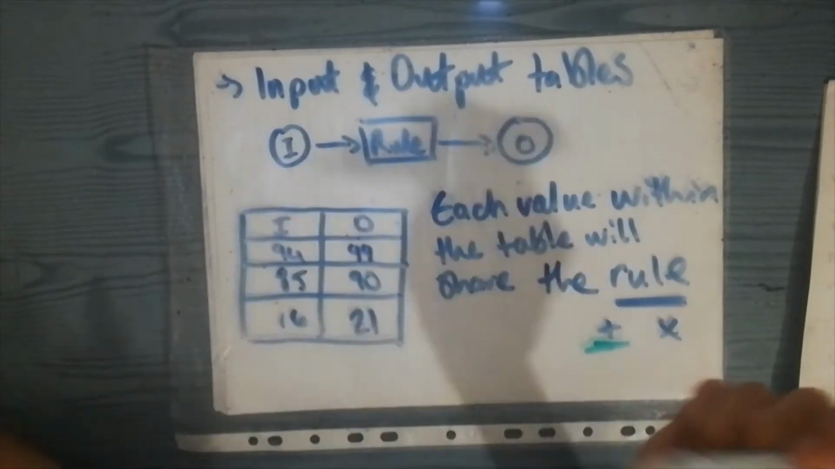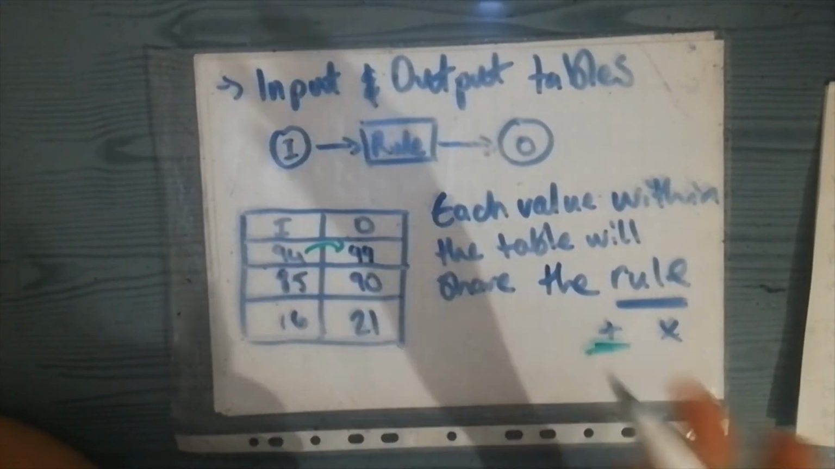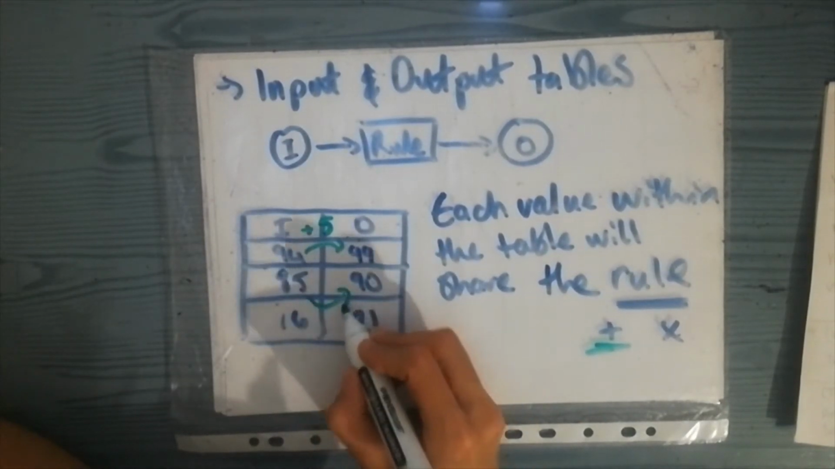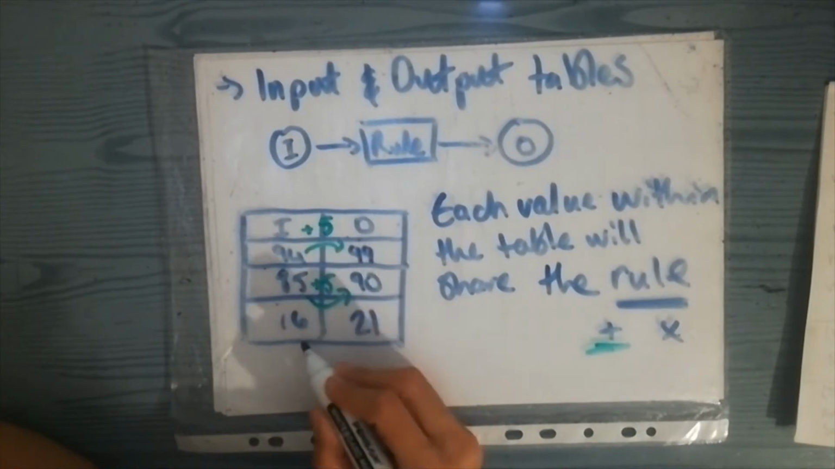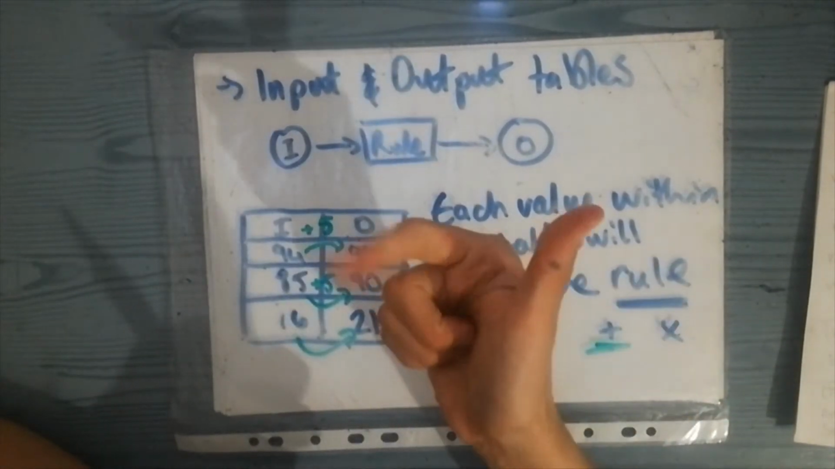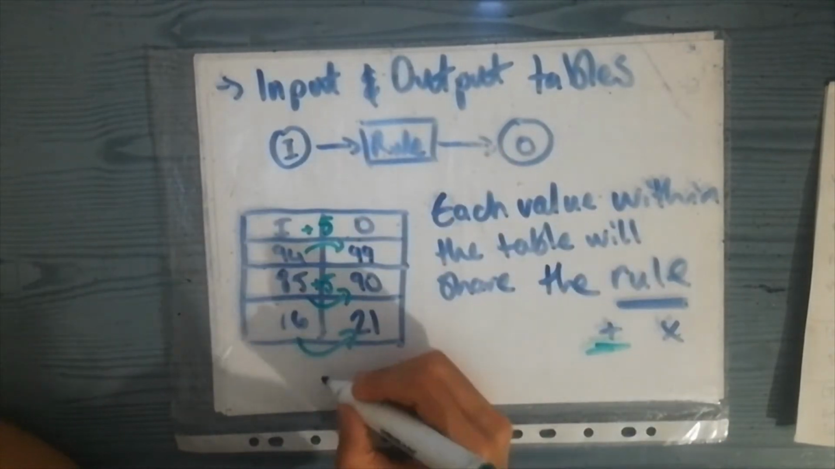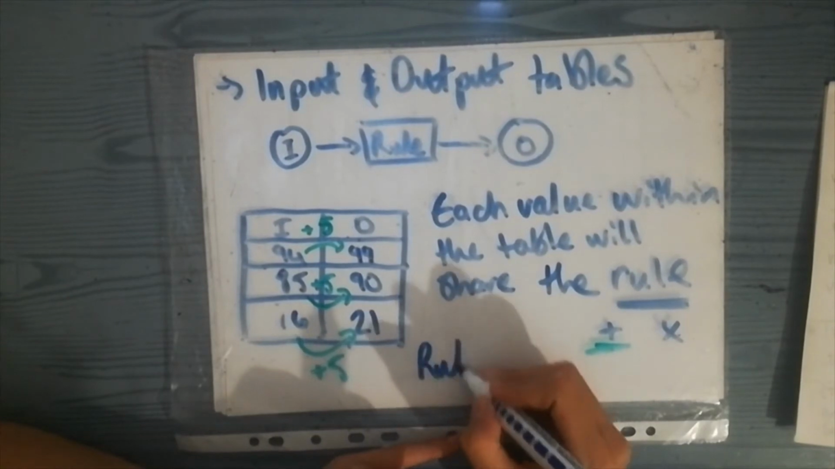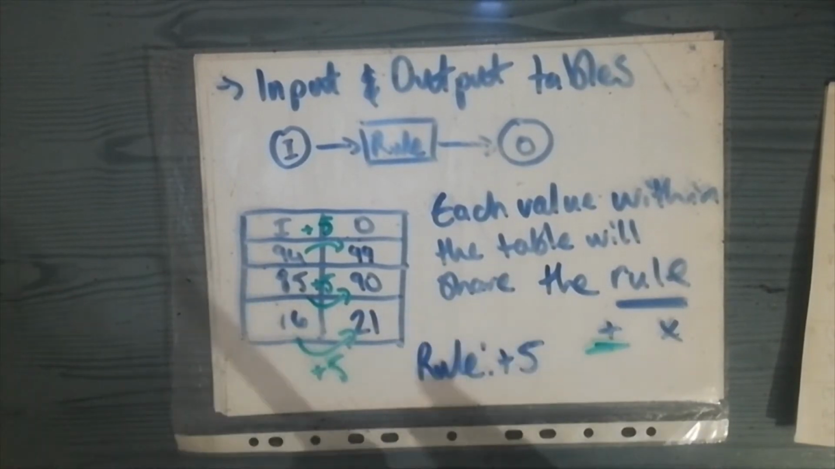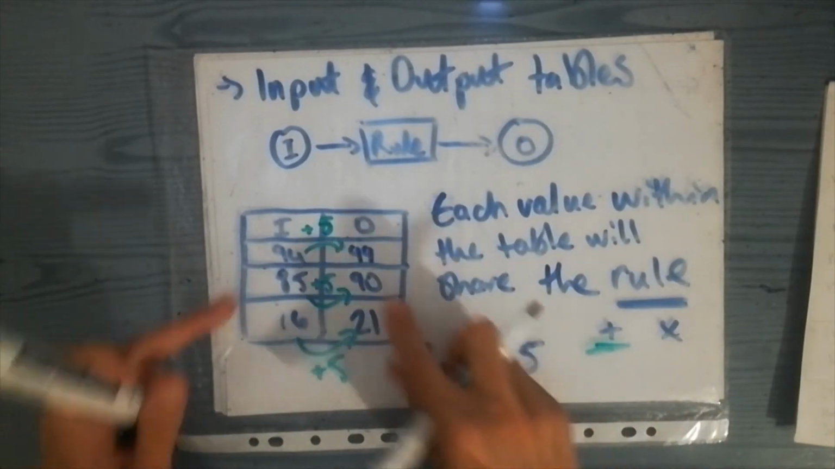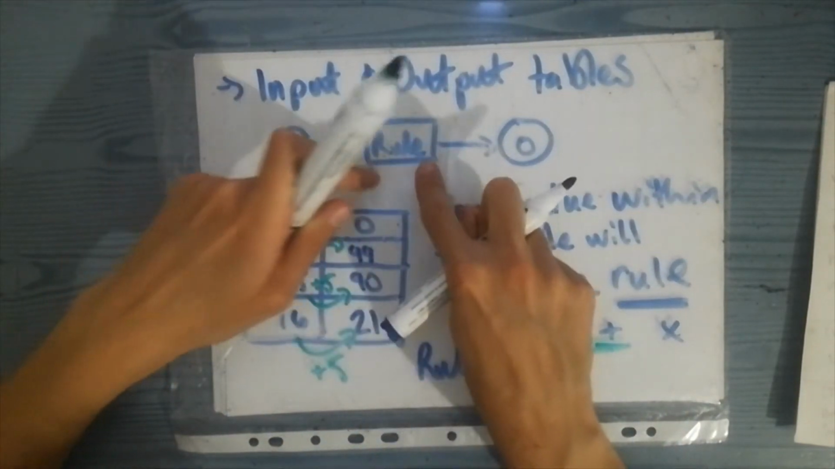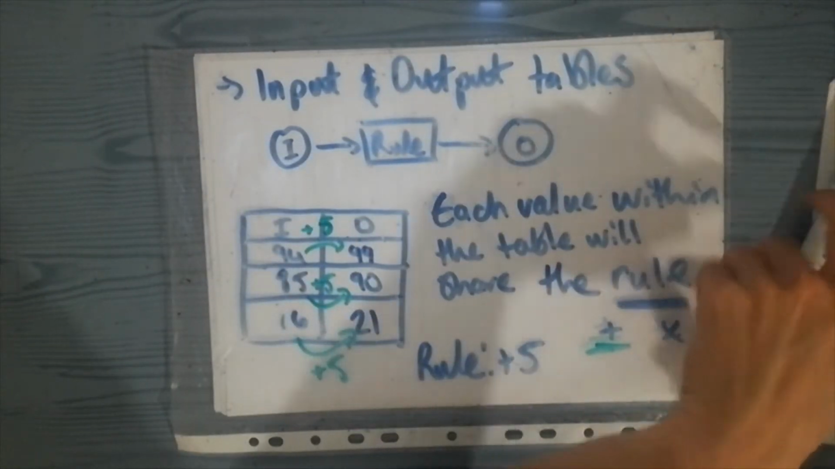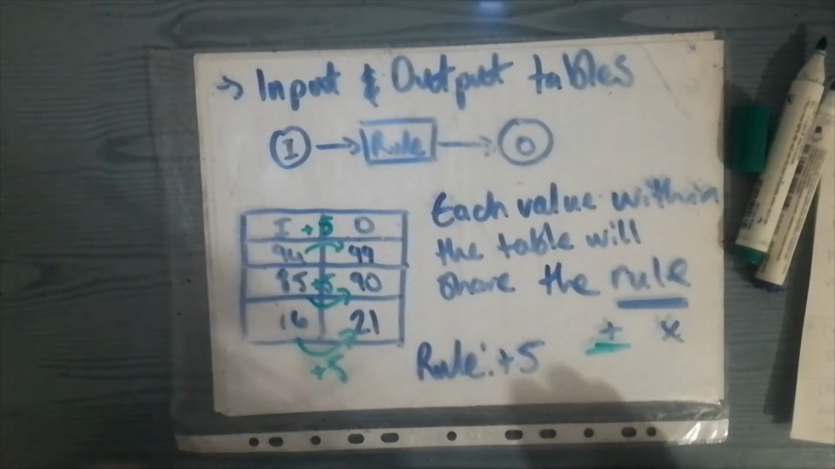So let's check. From the 94 to the 99, what could I add? Plus 5. Let me see another one. From the 85 to the 90, plus 5. So 16 to 21: 16, 17, 18, 19, 20, 21, plus 5. So from this one, the rule is plus 5. So in actual fact, the number machine will be input plus 5 and output. So whatever input I give it, I just have to plus 5 and it will give me my output.